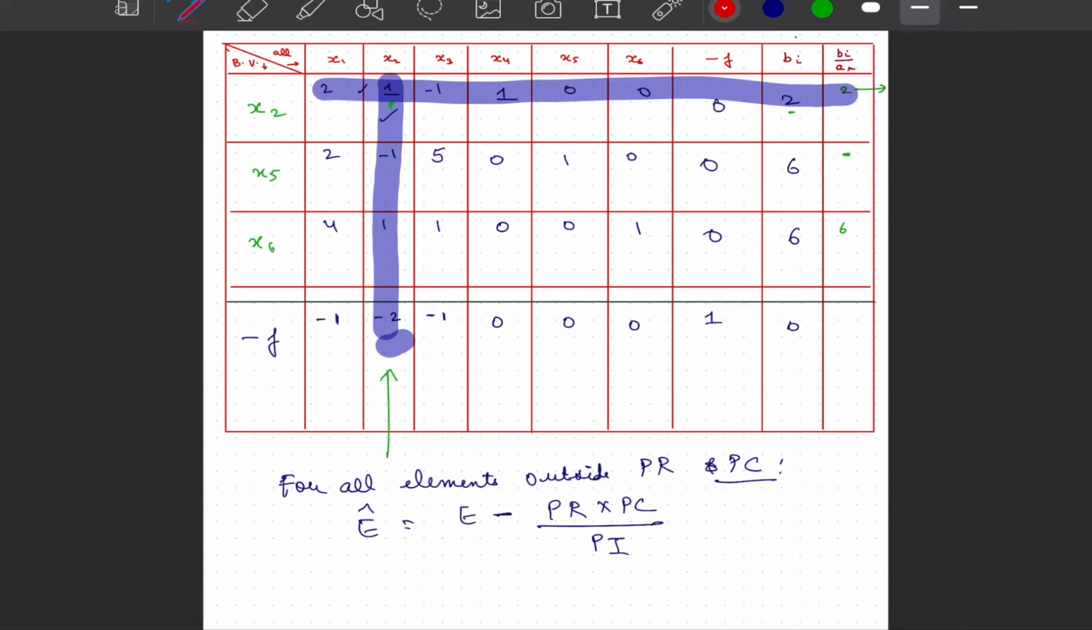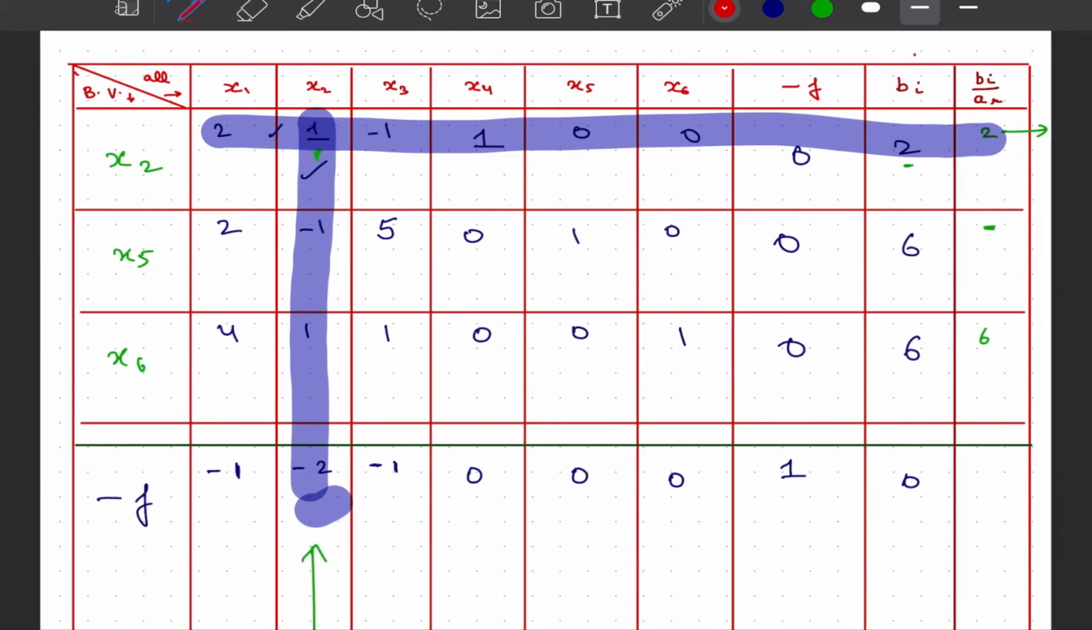So we will not touch our pivot rows and pivot columns first, but we will change all the values surrounding them. In that case, this would become 2 minus the pivot row corresponding to this 2, which is this one. So 2 multiplied by the pivot column, which is minus 1 into minus 1, divided by the pivot element, which is 1 in this case. So this becomes 2 plus 2, equal to 4. I will just clean it a bit now that we have calculated it. So this is equal to 4.